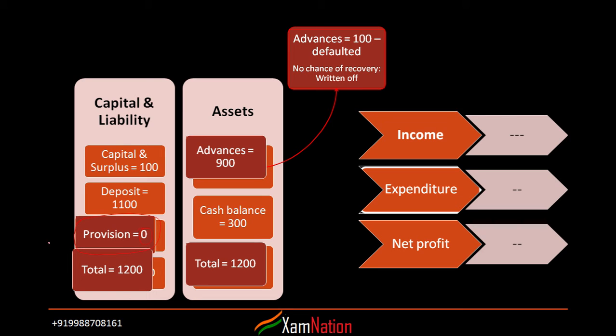One is how this provision is created, from where the money will come to create this provision. The other question is, if the default happens for more than 100 rupees and the provision is not able to absorb that loss, then what would happen? The situation will be as in the previous slide, that capital and surplus will reduce. So I am going to answer both of these questions.